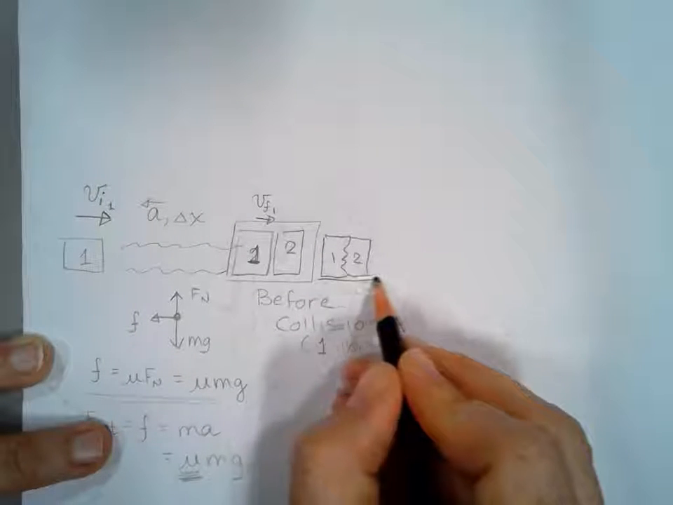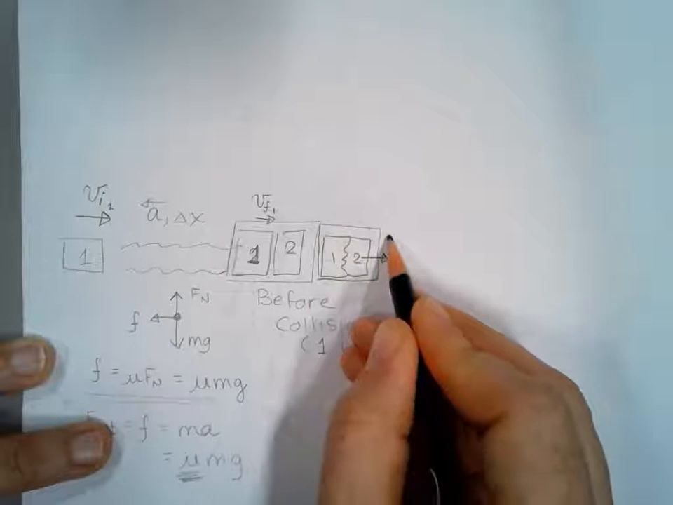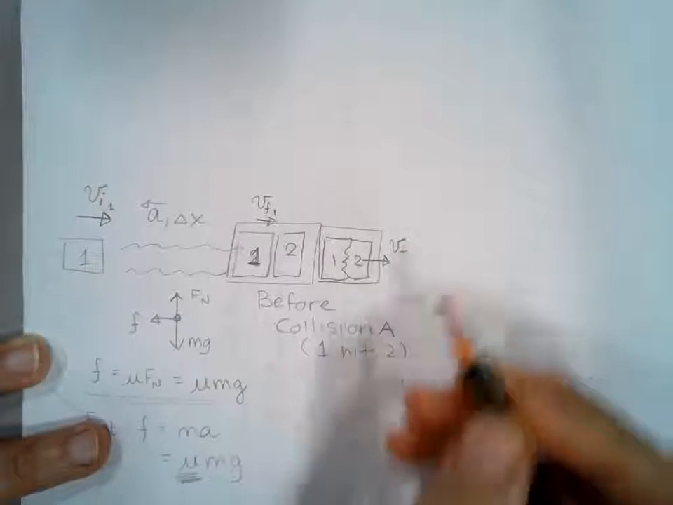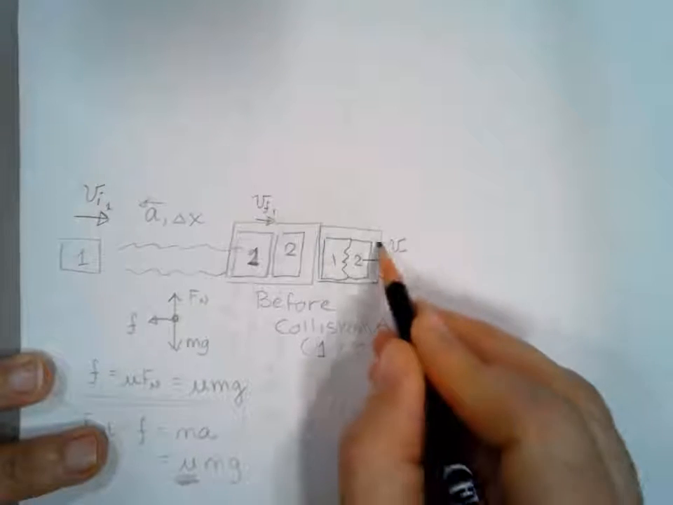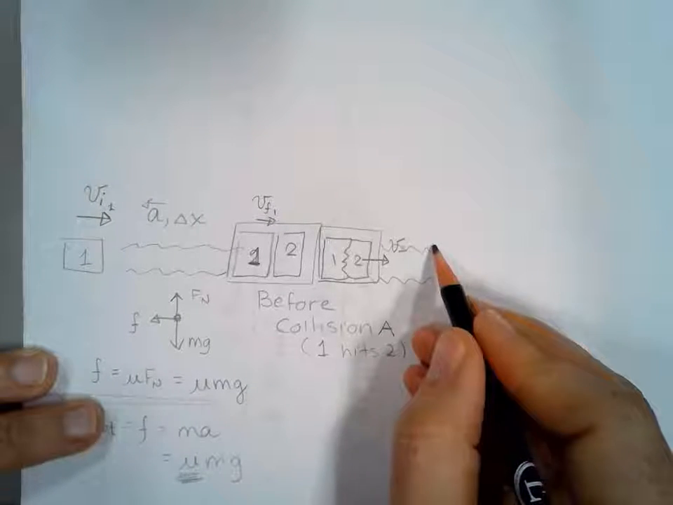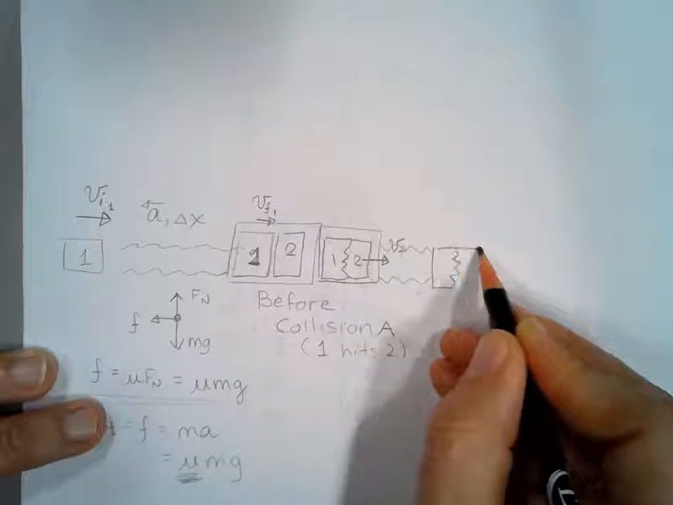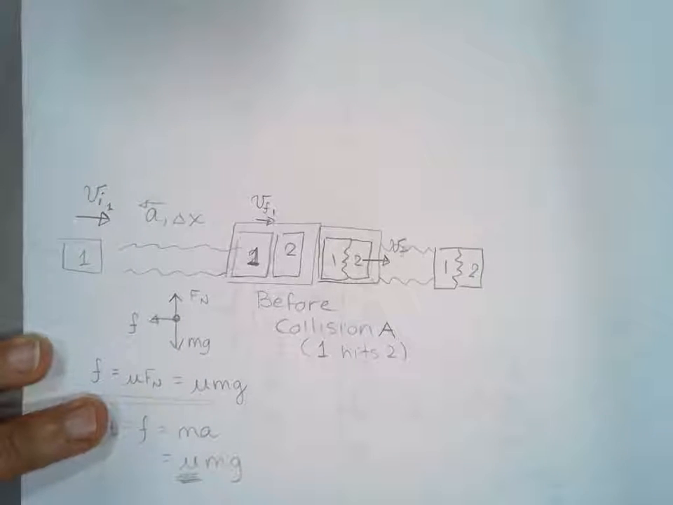And then after the collision, they will move off with some v final from that collision. But now they are going to skid together and come to a stop in the intersection. They're going to come to a stop in this intersection.